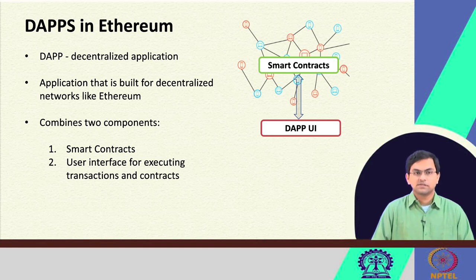And this smart contract is used from a dApp UI. To execute a smart contract, to query it or do some transactions over it, there has to be a UI through which the user would be able to interact with this contract. So, this dApp UI is used for interfacing.